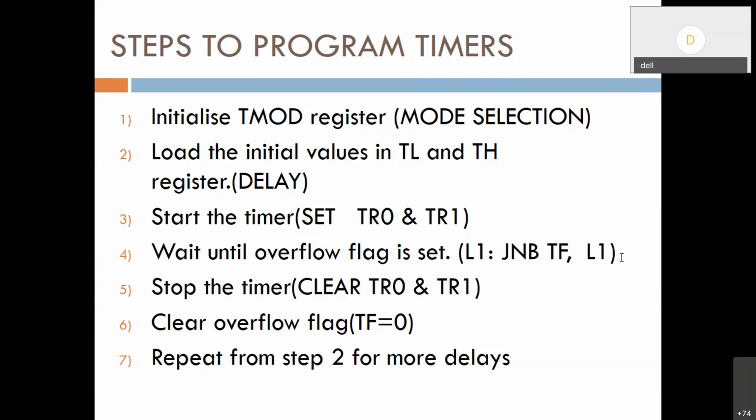Now if we think that the same delay will occur once again, then we need to go to step 7. What does step 7 say? Repeat from step 2 for more delays. Okay, so from step 2 we need to keep repeating. That's all. Any difficulty in this? Next slide please.